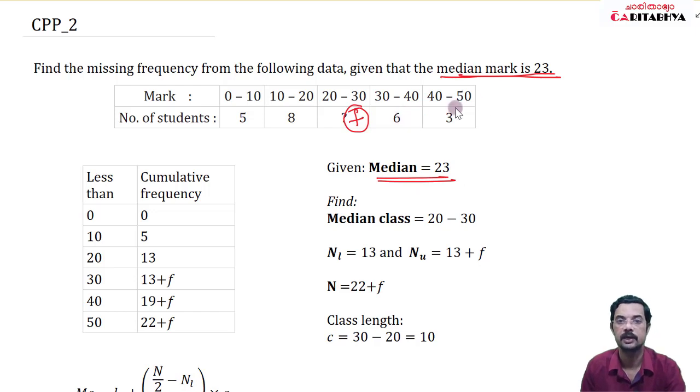So the median class, where does the median lie? Median is 23. So just take 23 and check in which class does 23 lie. Median is one of the observations, right? So observations lie in the classes. So median lies here. This is the median class. What kind of classes are they? They are exclusive classes, so we need not convert them further. So this is our L1 and this is our L2.